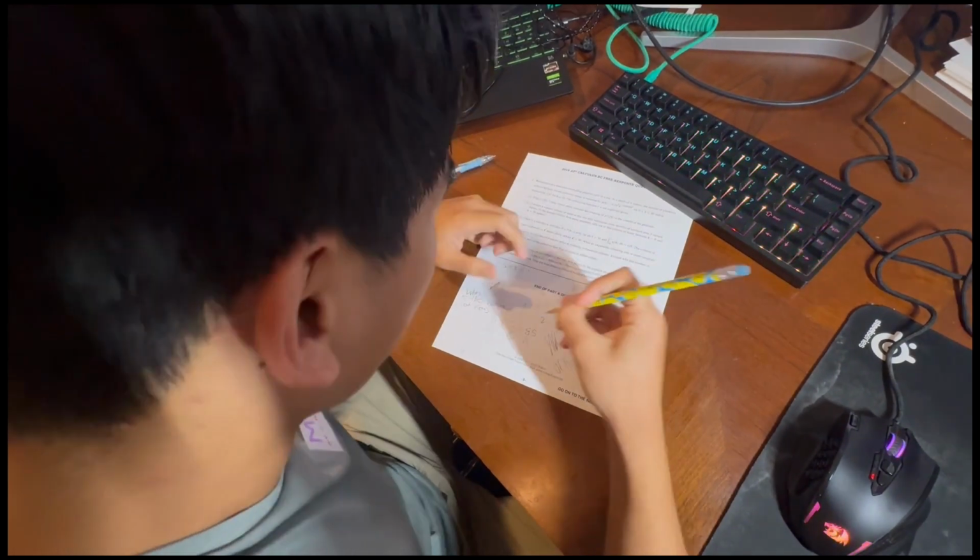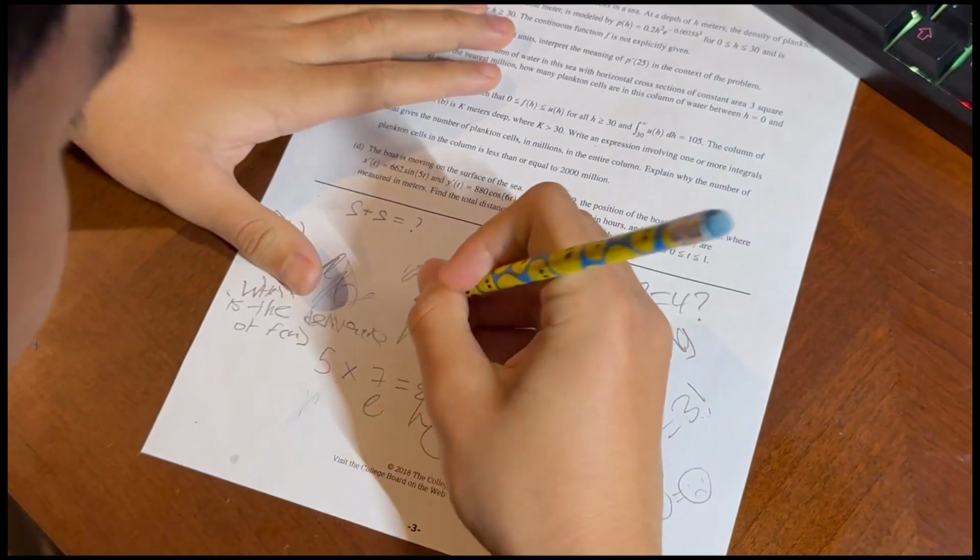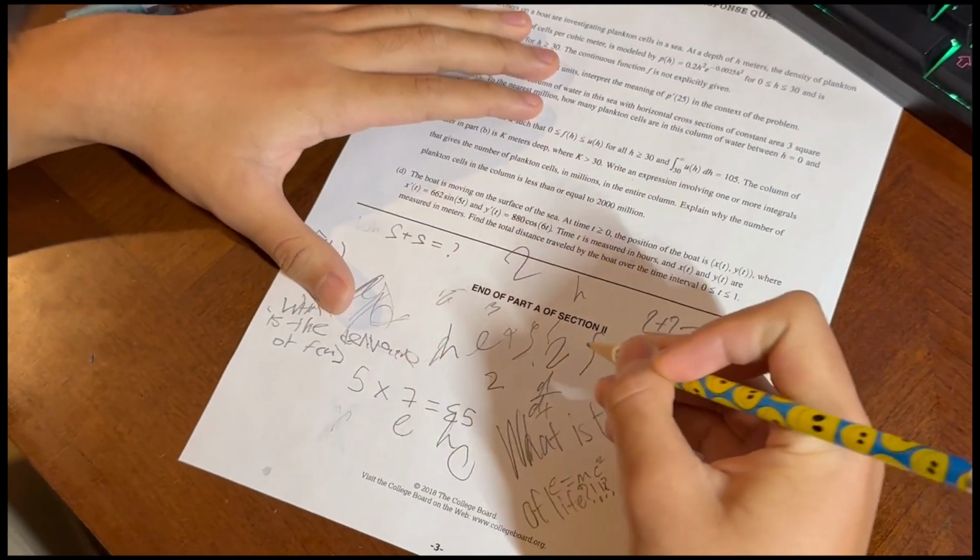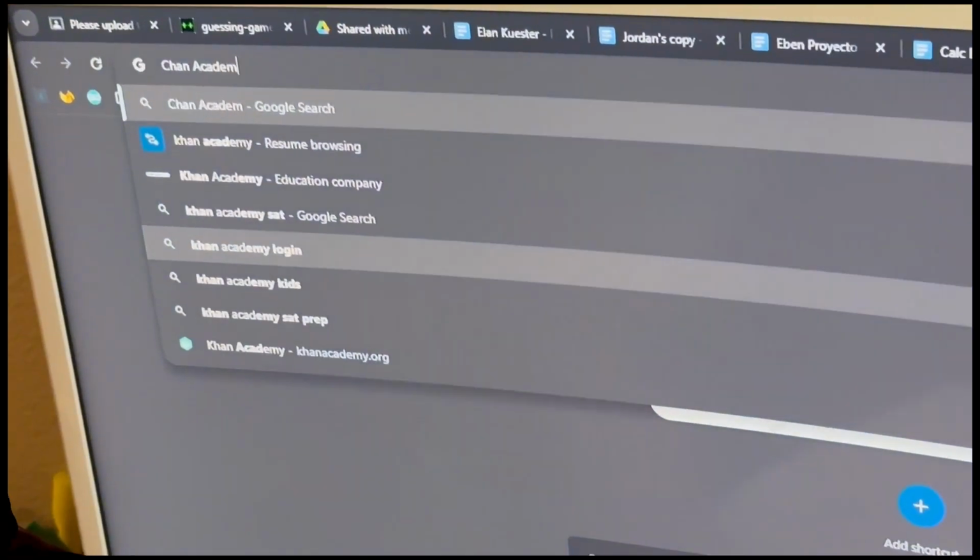Oh, this problem is so hard. What's E? What's H? What's 2? I got it. Chan Academy.